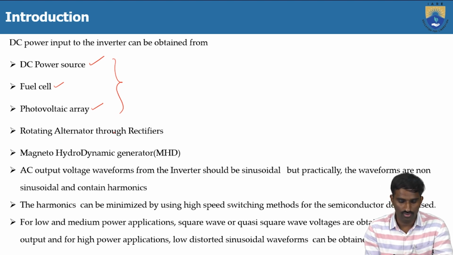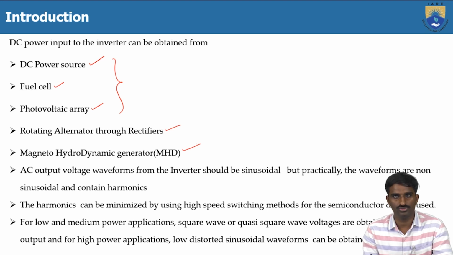And a rotating alternator through rectifiers: the output of this is also DC, which means from this we will get a DC output. And the magneto-hydrodynamic generator: the output of this is also DC, so here also we can use the inverter to convert the DC to AC. So there are so many applications where we use these inverters.